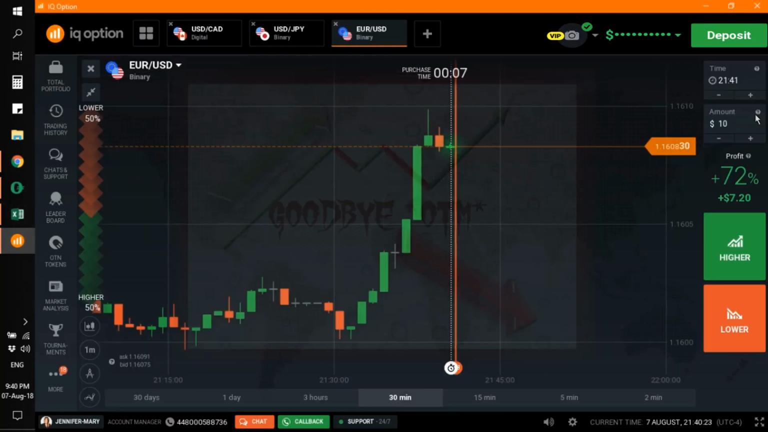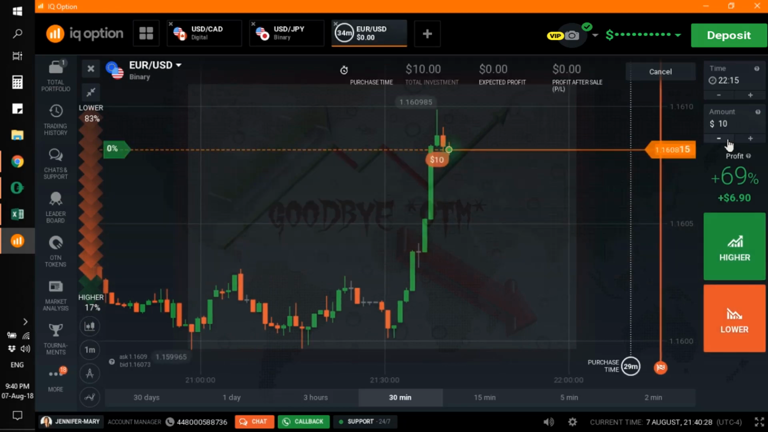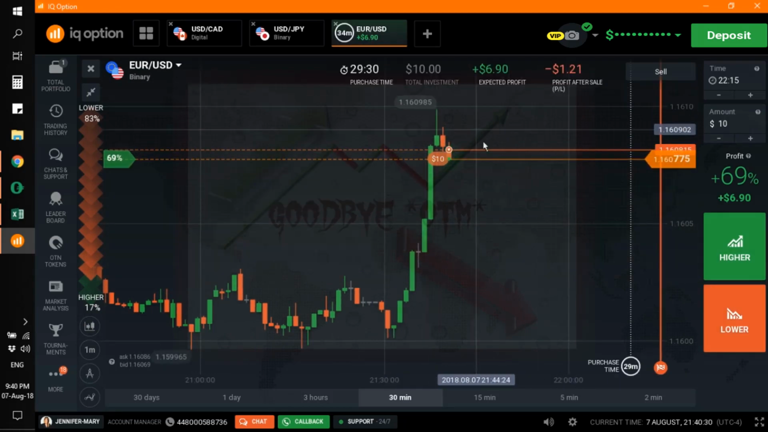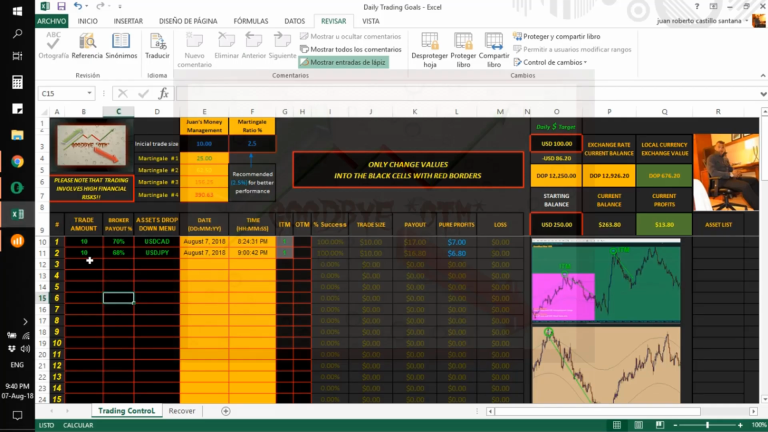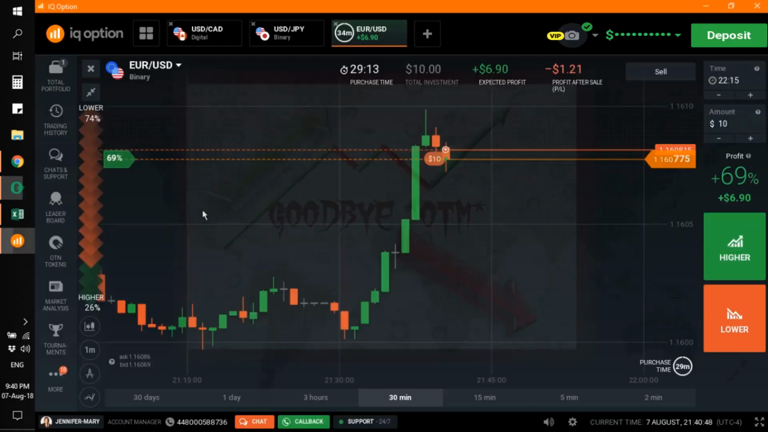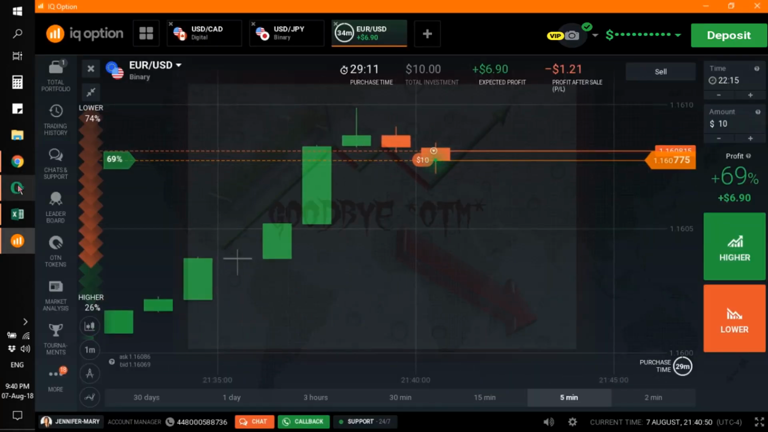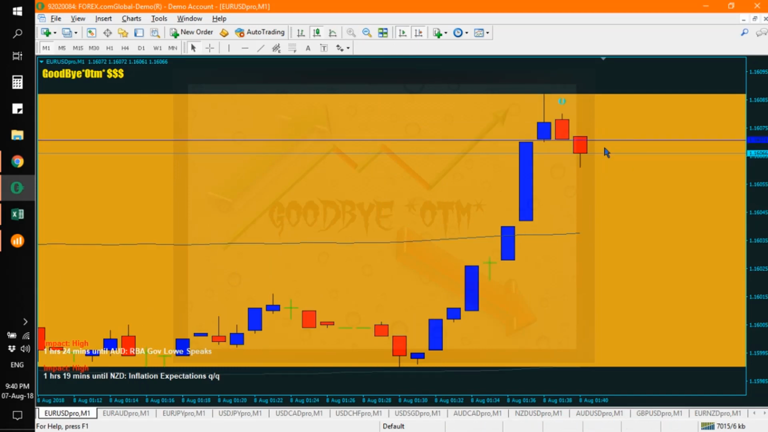So let's jump quickly for a 30 minutes or closer, $10. It's paying 69, already dropped down a tiny bit. Okay, so quickly we're going to place it over here. It's paying 69, that's Euro USD, and let's wait until the end of this signal. We have taken the trade. Yeah, we have placed this trade somewhere around here. There you go.